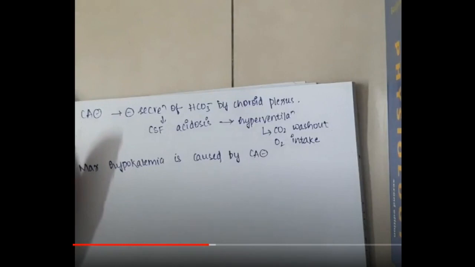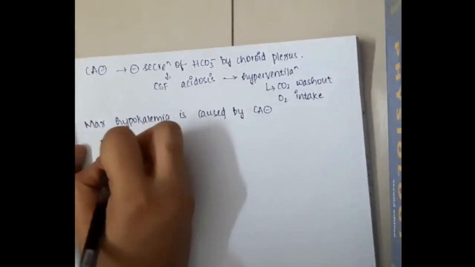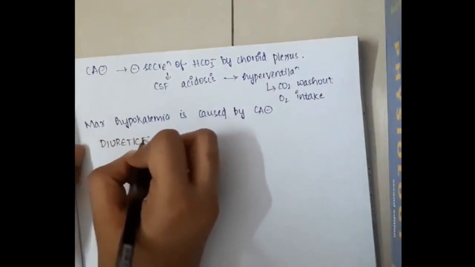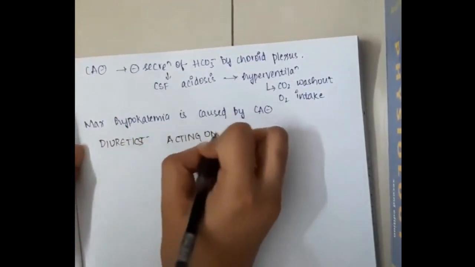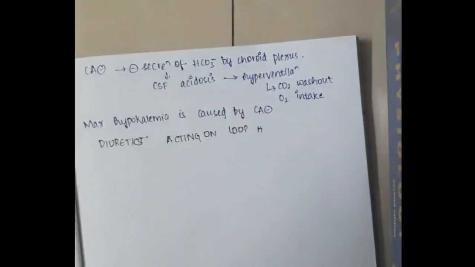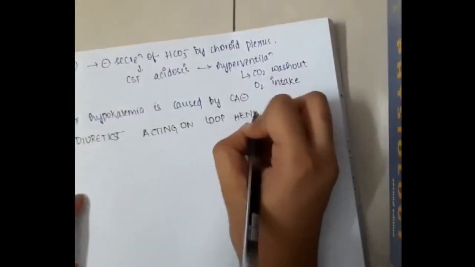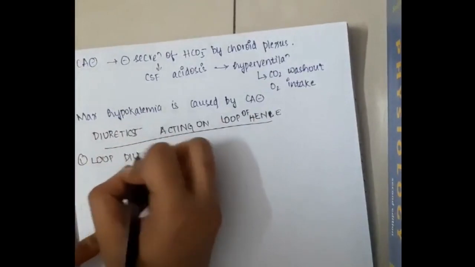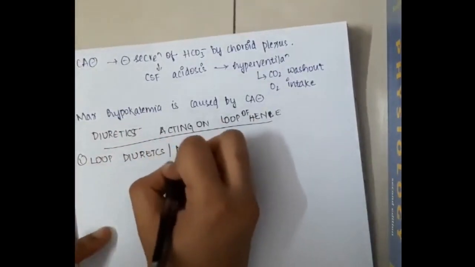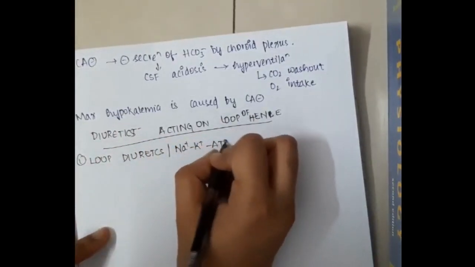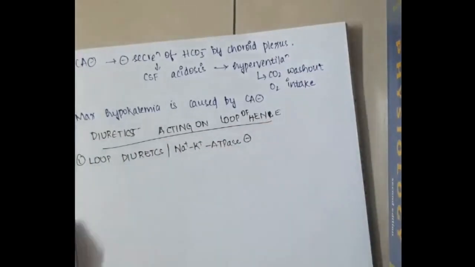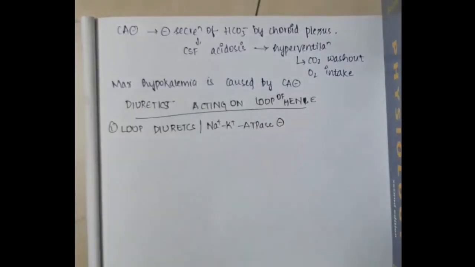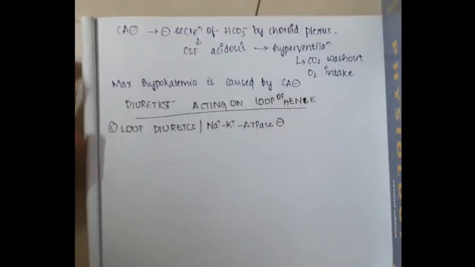Hello friends, let us now learn some important points about the next group of antihypertensives, that is the diuretics which are acting on loop of Henle. So the diuretics which are acting on loop of Henle are, the first is loop diuretics. These loop diuretics are sodium potassium ATPase inhibitors. So these mainly act on ascending limb of loop of Henle.